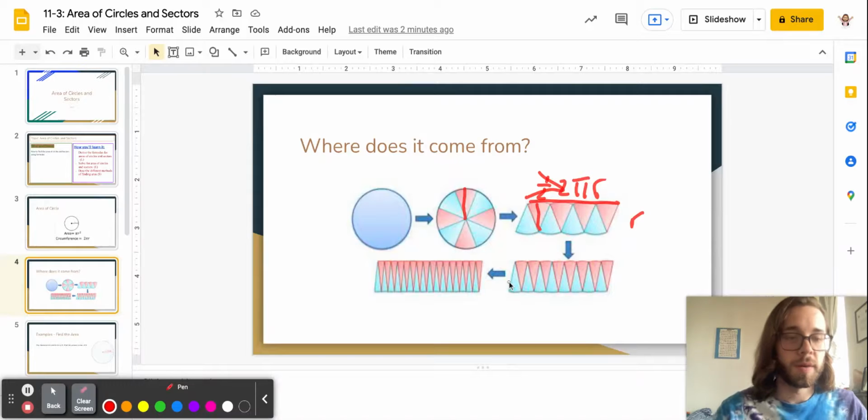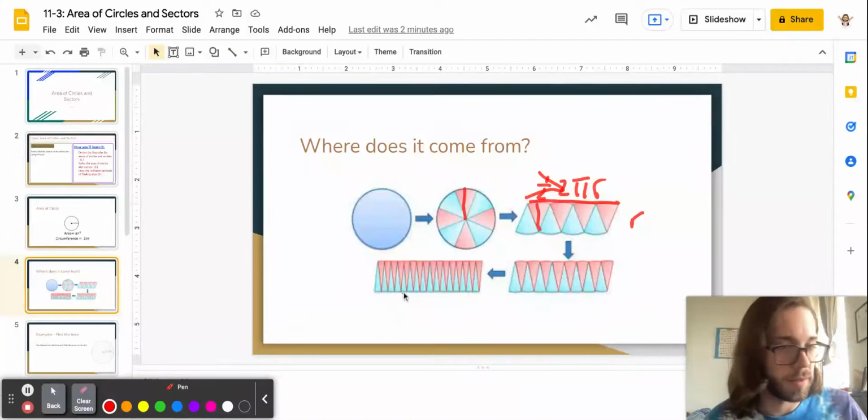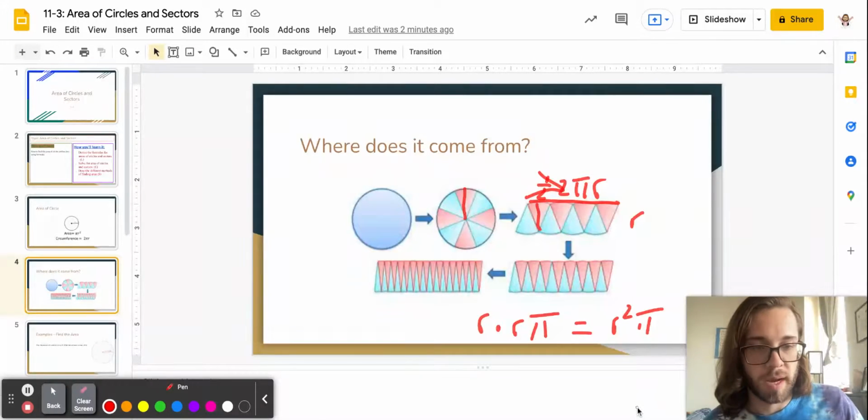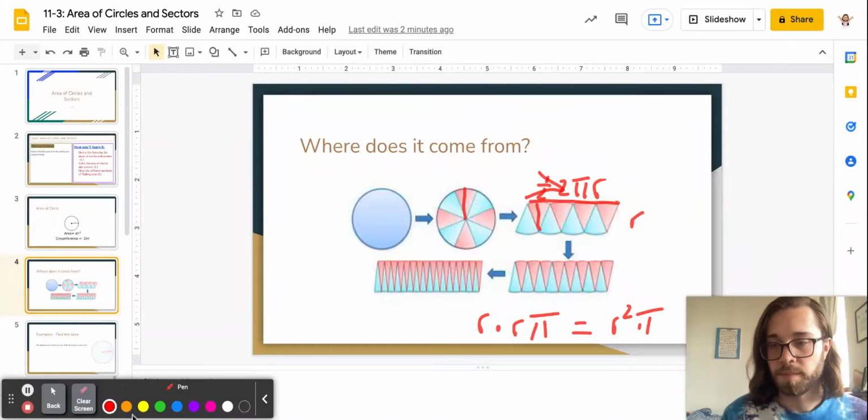And if you keep cutting it up into smaller and smaller triangles, you get closer and closer to a parallelogram, which is why we approximate it by doing r times r, right? So it'd be r squared times pi. And that is where ultimately the area of a circle comes from.